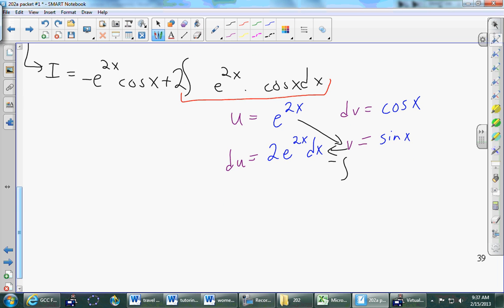And let's see if we can write everything out. So I'm gonna go back and write it like this. So I is the original integral. I'm gonna copy the first part, which I ignored before.